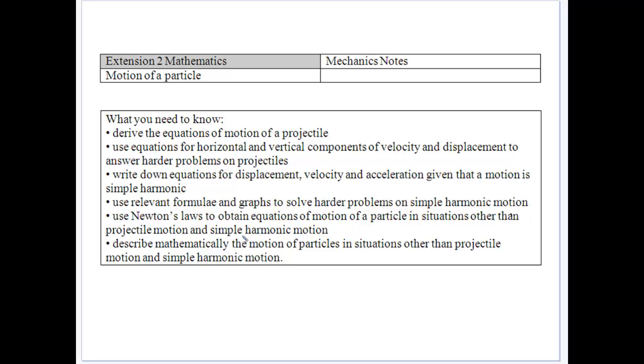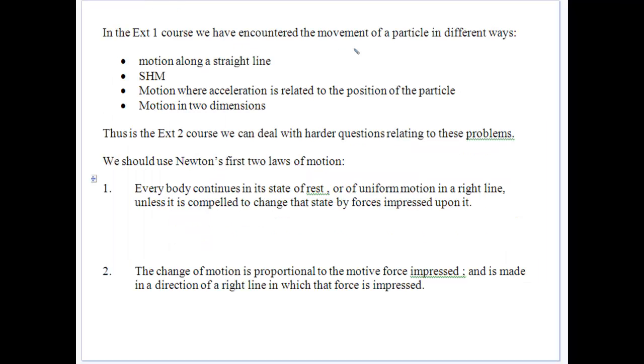Equations of displacement, velocity, acceleration from simple harmonic motion, relevant formulas and graphs to solve harder problems on simple harmonic motion, Newton's laws, creating equations of motion of a particle in situations other than projectile or simple harmonic motion. So it's still motion, but other types of motion, and describing mathematically the motion of particles in situations other than projectile motion or simple harmonic motion. So we know there's more than those types of motions, and that's where we're probably concentrating to start off with. So all these areas we've covered in the Extension 1 course, and we're going to do harder problems.